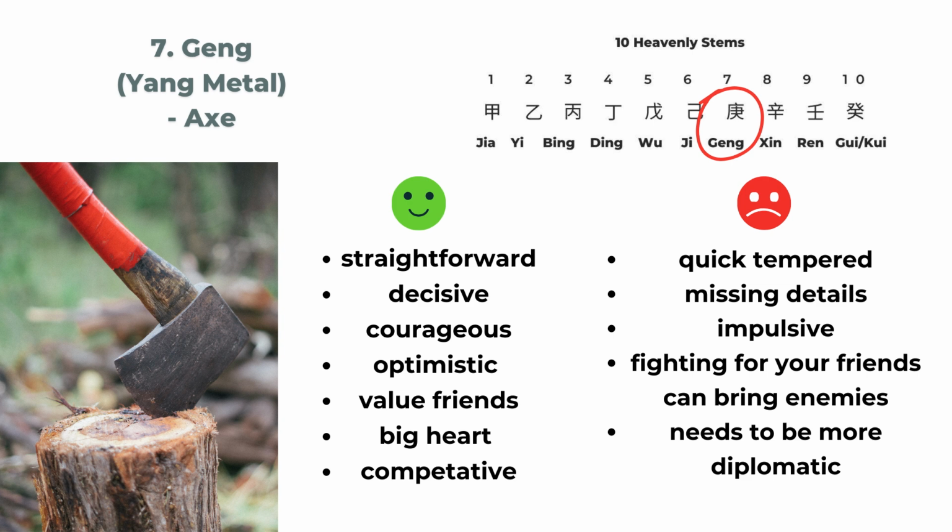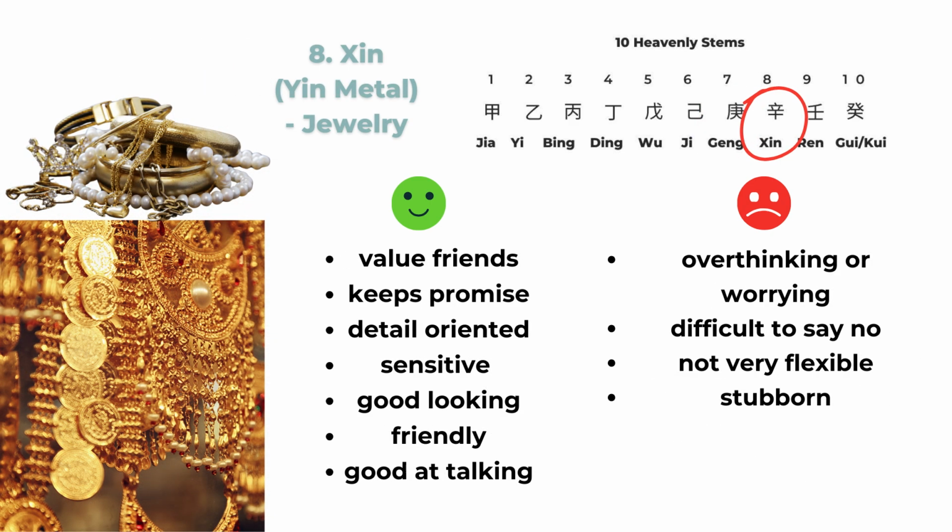And on the negative side, you can be quick-tempered and you don't like to pay attention to details. You can be impulsive, and because you value your friends a lot, you can fight for your friends, and that can bring you enemies. And the Geng type of person can work more on being more diplomatic and being softer and not too straightforward.